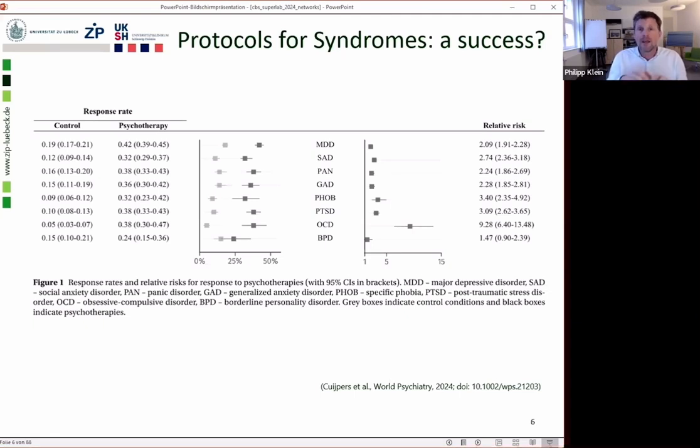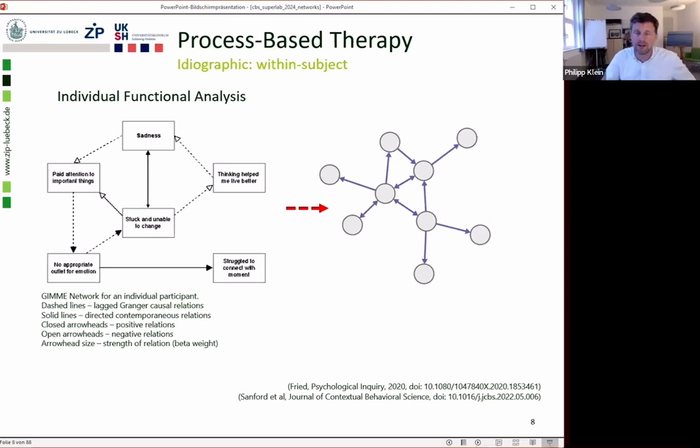And yet, even with these very effective treatment methods, we're not helping all patients. Not all of our patients respond. And those who don't respond often have comorbid problems. They don't have one disorder, they have several disorders. And especially for these patients, it might be really helpful to shift the focus to a different way of looking at mental disorders. And that's the network theory of mental disorders.